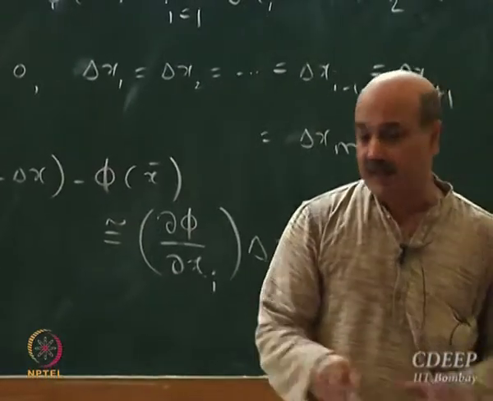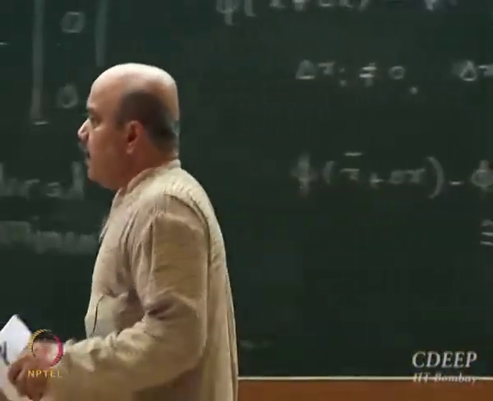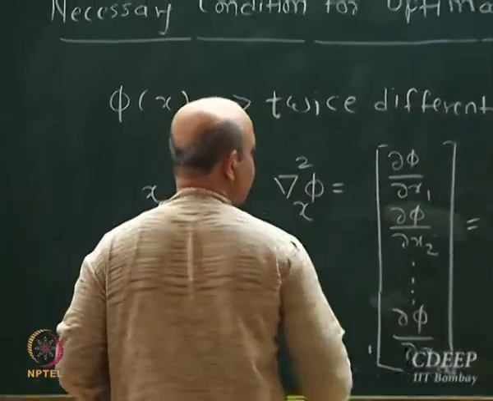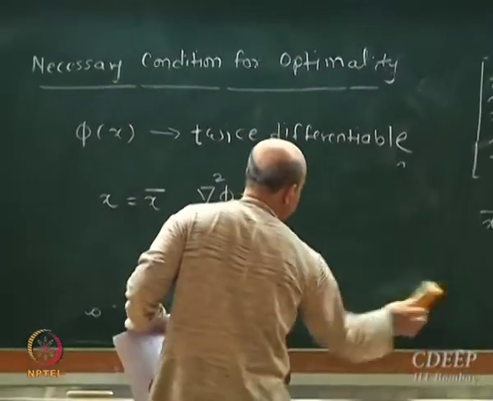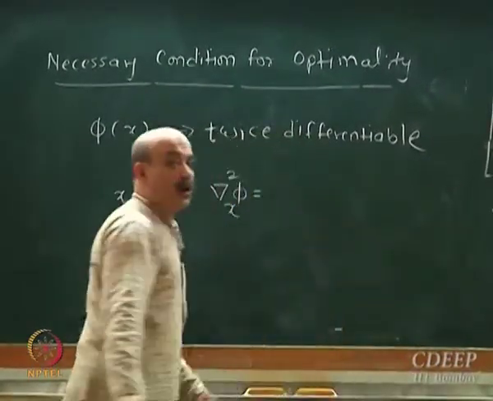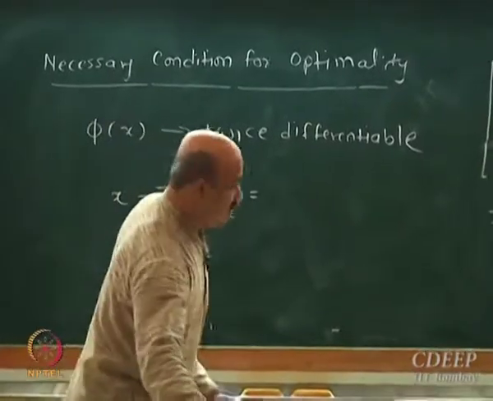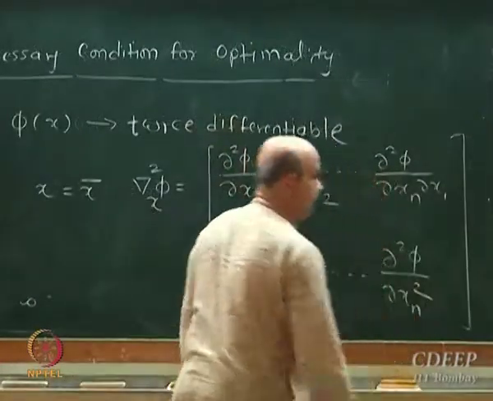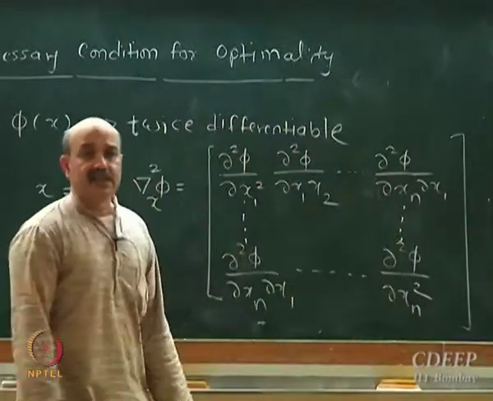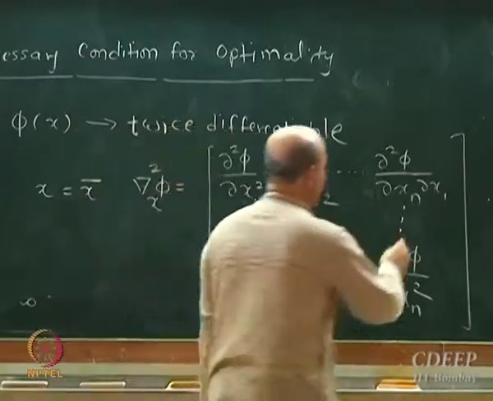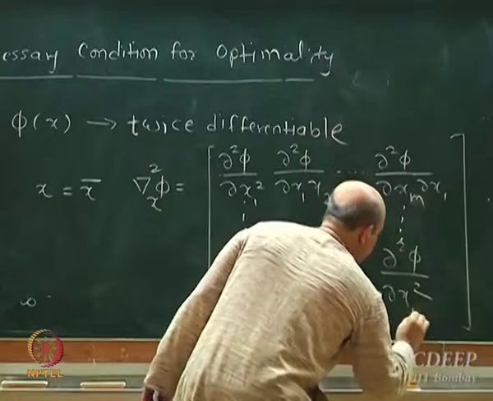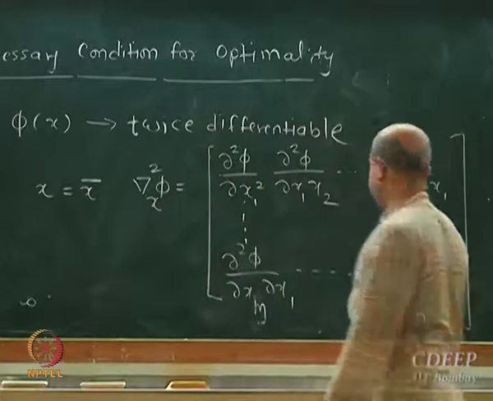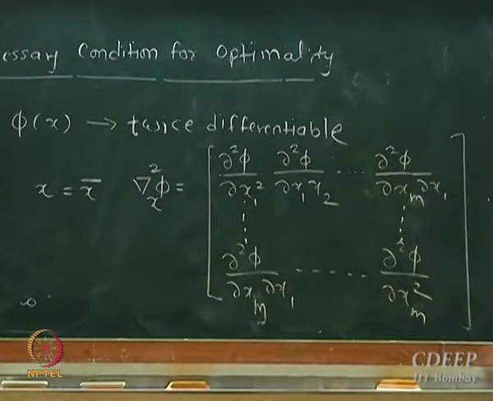To derive the sufficient condition, we look at the second derivative. The second derivative here is del square phi, the so-called Hessian matrix. The Hessian in this case will be an M cross M matrix. Oh, I keep writing N. It's M. We are working in M-dimensional space, so this is M here.